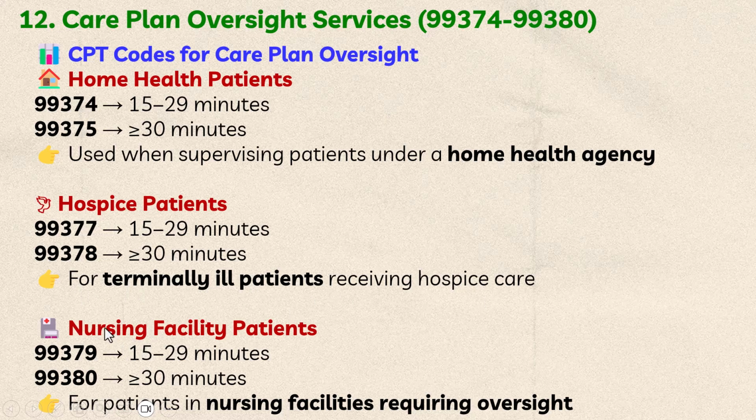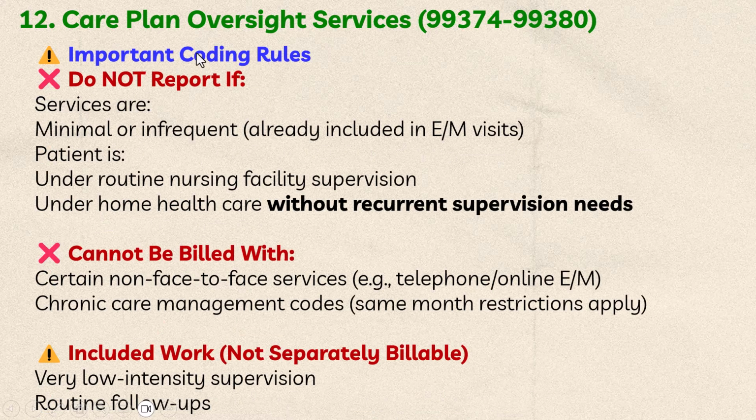And the third category is nursing facility patients, again 99379 for 15 to 29 minutes. For more than 30 minutes, we use 99380. This is also for patients in nursing facilities requiring oversight. The important coding rules are here.